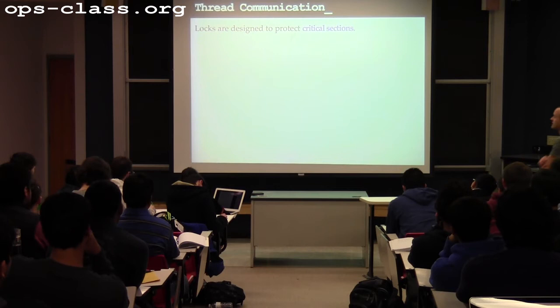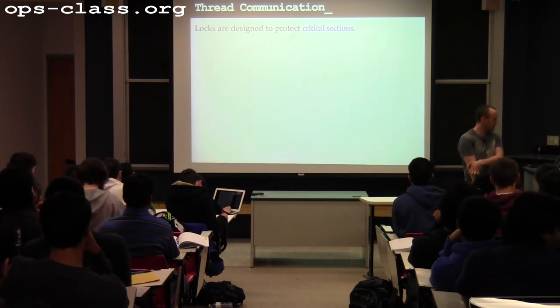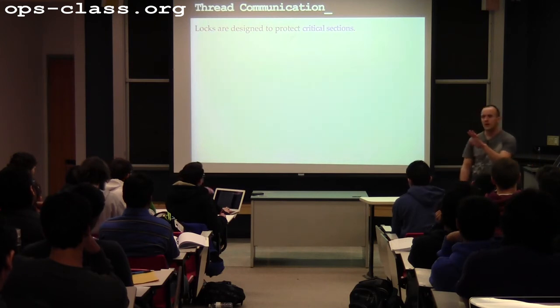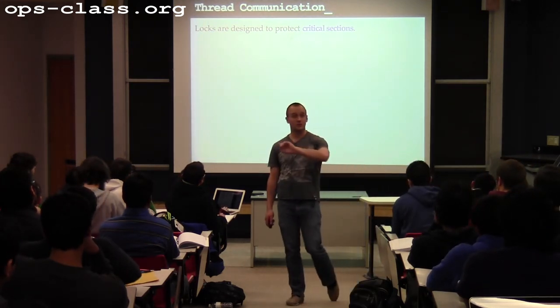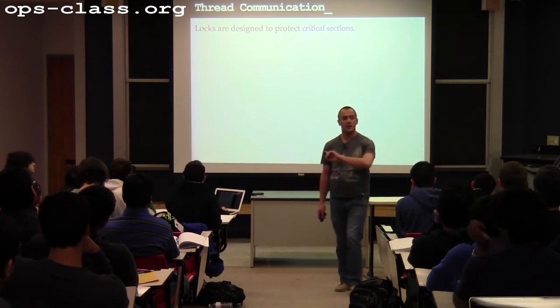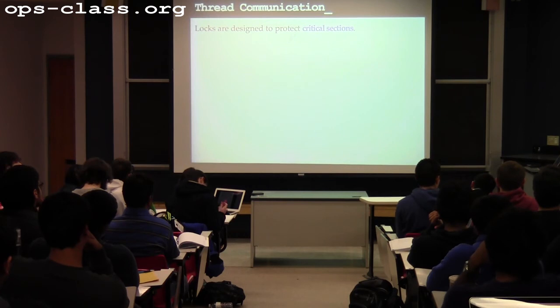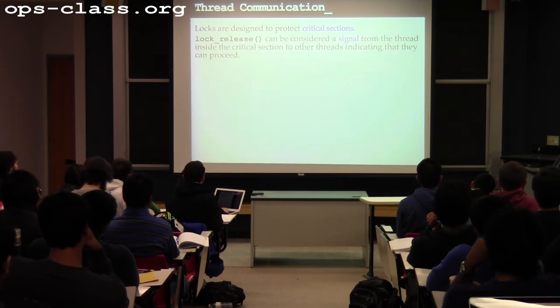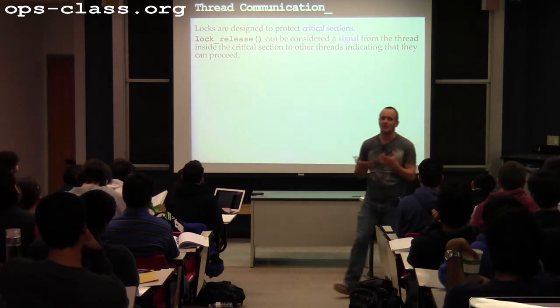So locks are designed to protect these critical sections, but remember we talked about the two goals of synchronization, right? Correctness, which locks can help you achieve, but also coordination, right? And coordination between threads frequently requires some kind of communication mechanism, right? So locks are designed for these critical sections, and you can think to some degree of lock release as a signal, kind of.